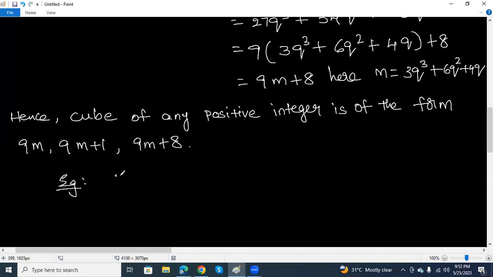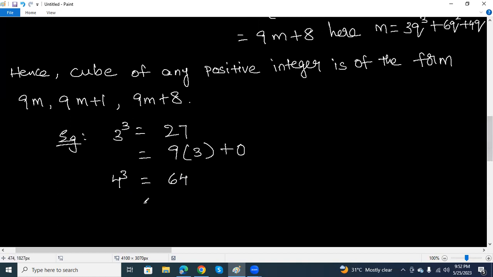For example, 3 cube. 3 cube is what? 27. So 27 means I can write 9 3s are 27, 0 is the remainder. Another positive integer cube, you do 4 cube. 64, right? So I can write 9 7s are 63 plus 1. So this is 9m plus 1, right? This is like 9m. So any positive integer you take and make it a cube, you can write that in the form of 9m, 9m plus 1, or 9m plus 8.